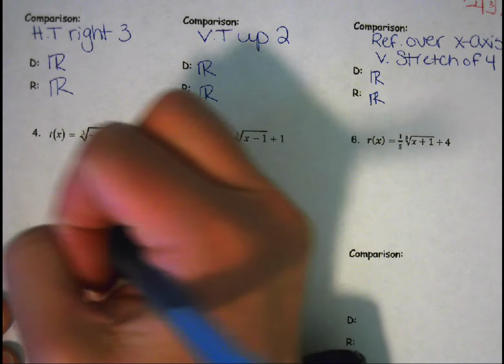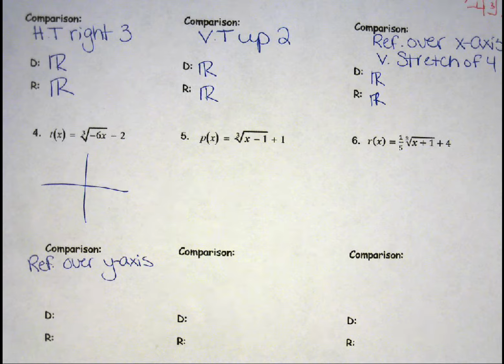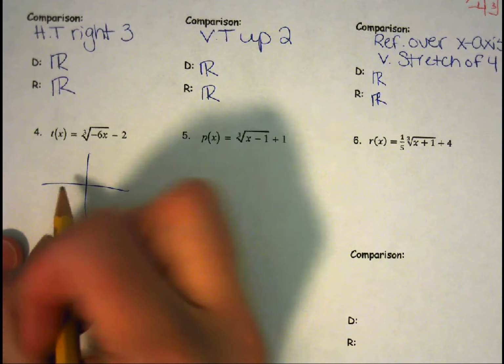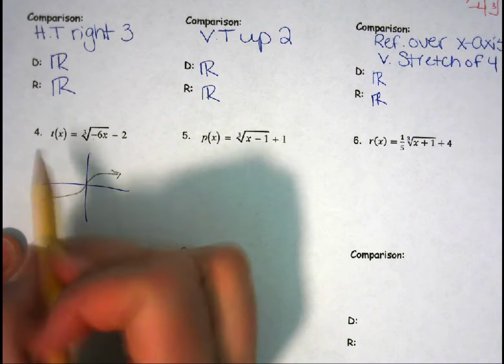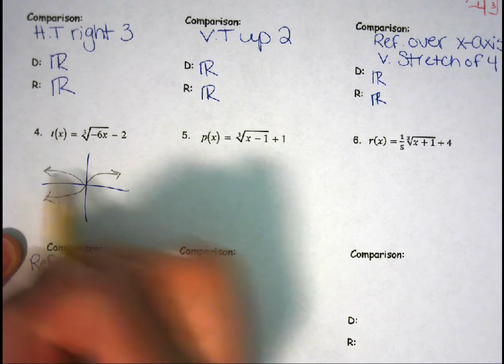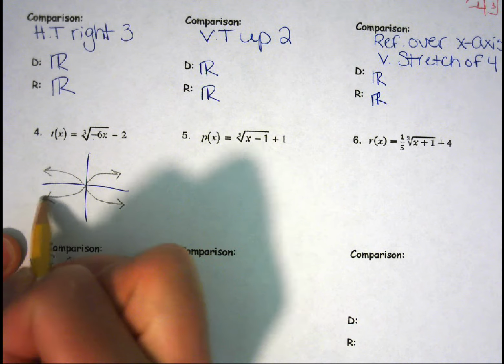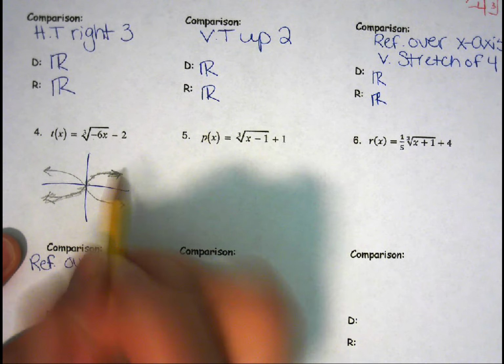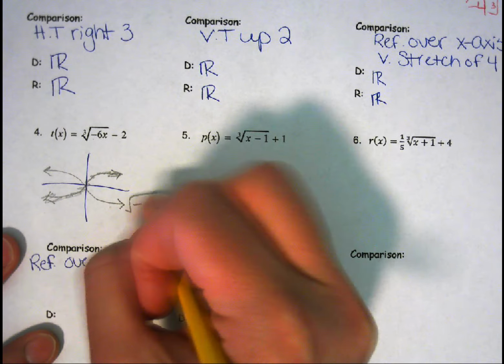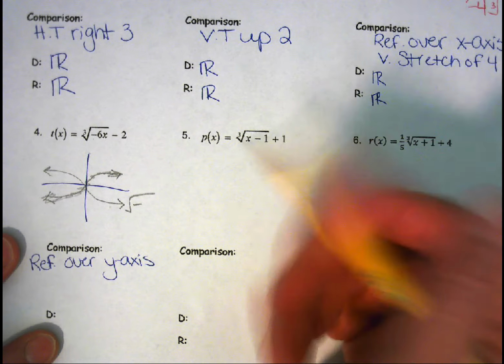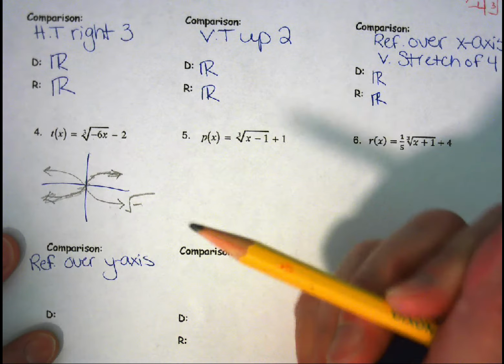So right now, if I were to just draw a rough sketch, I've got my parent. Okay, so there's the parent. I'm going to do a reflection, so it's going to look like this. So I don't have this one anymore. Okay, so there's my reflection. That's just my negative part underneath. But it really doesn't matter that it's under, because under and outside would look the same.